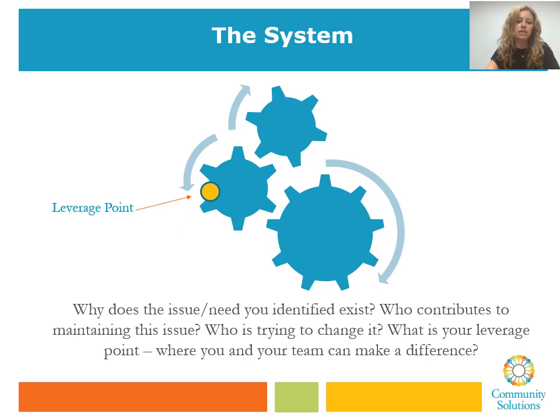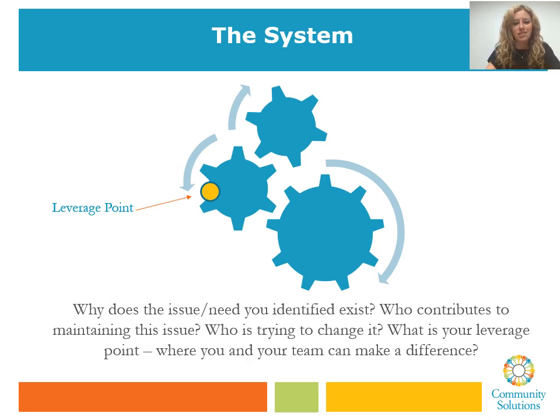A leverage point is a place within a system where, with effort, some change can be made. Why is the issue you identified existing? Who contributes to maintaining this issue, and who's trying to change it? For example, how I just talked about pollution. Pollution exists because of a very large system, multiple actors, multiple factors into why you might find lots of pollution in the quality of air in your city.